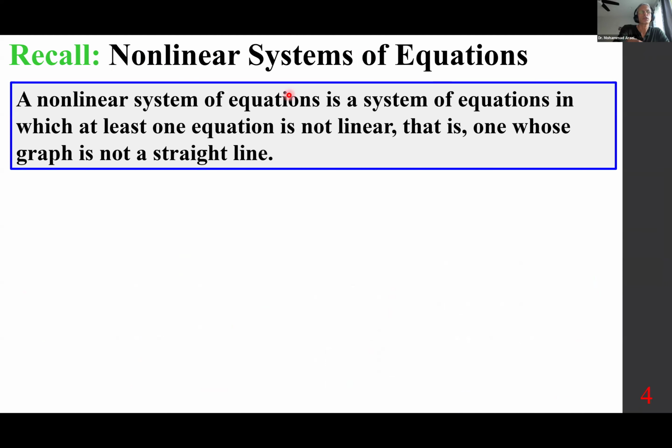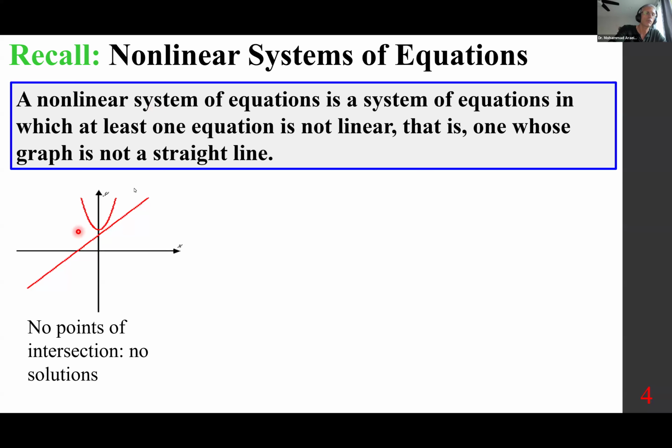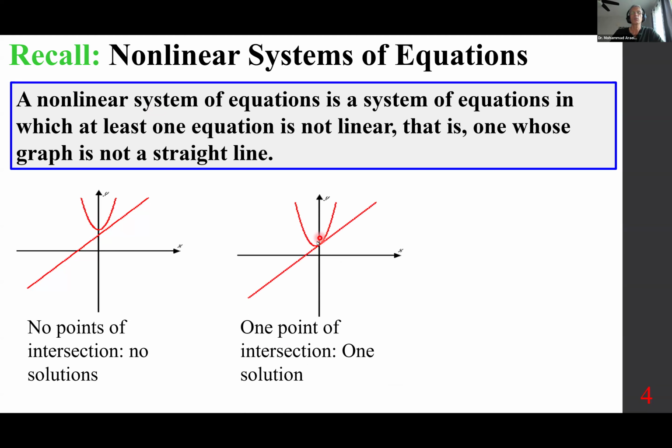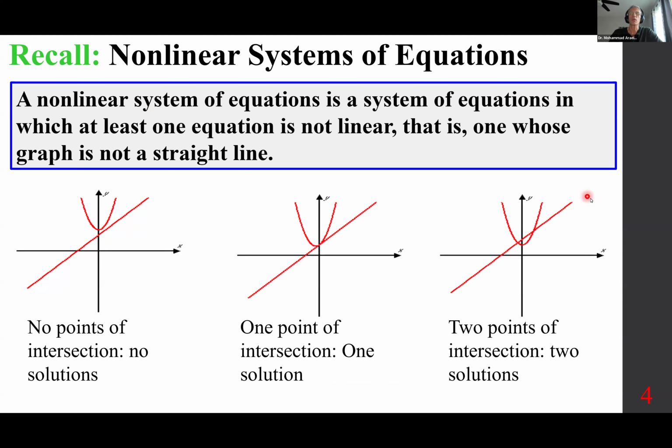Nonlinear system of equations. A nonlinear system of equations is a system of equations in which at least one equation is not linear. That is, one whose graph is not a straight line. So for example, you have a parabola, they may not have a point of intersection, therefore no solution. They may have one point of intersection, therefore one solution, or they may have 2 points of intersection, therefore there are 2 solutions.